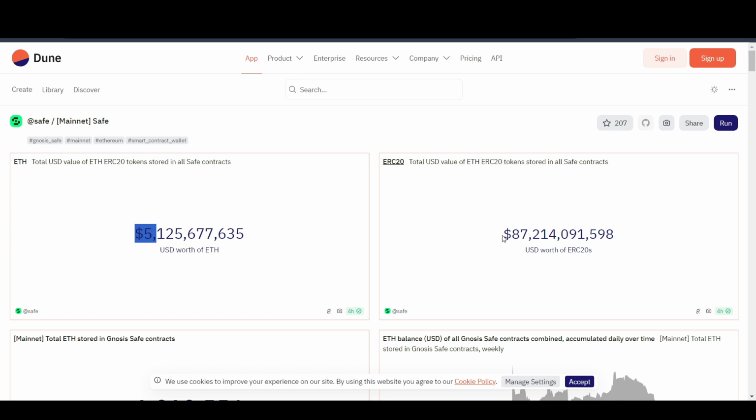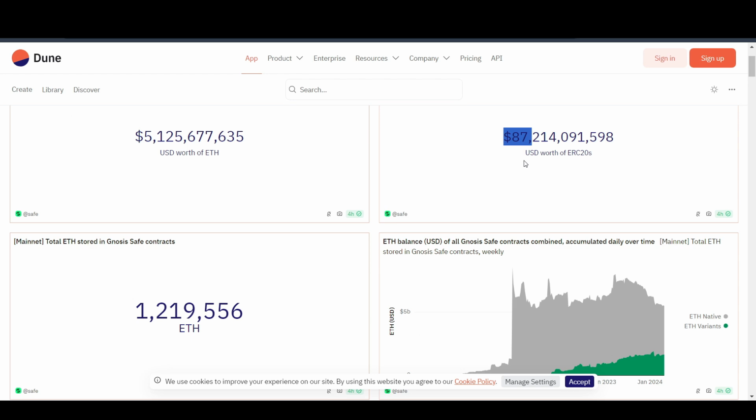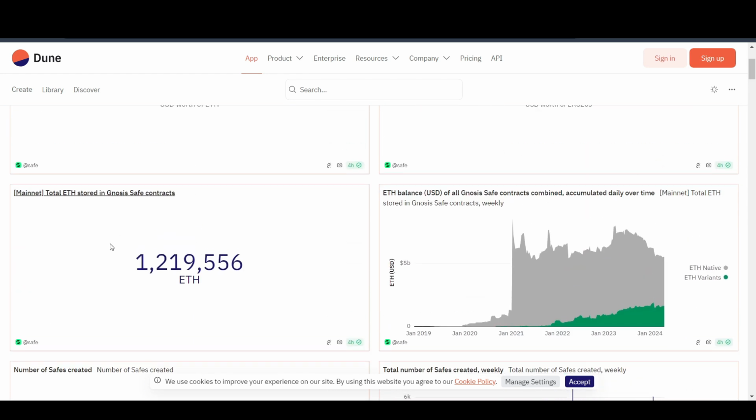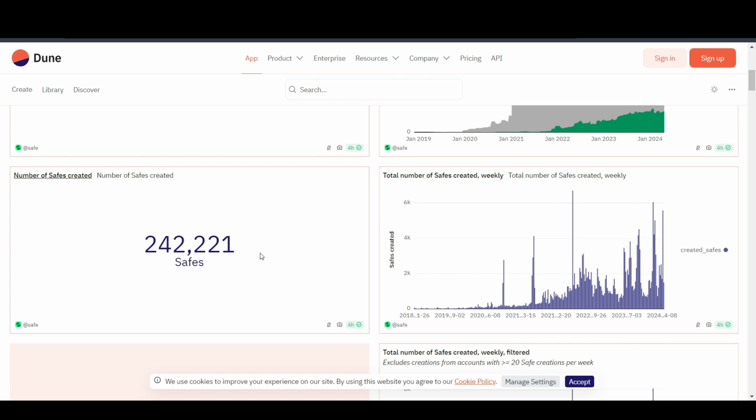We also have the total USD value of ETH and ERC20, which is pretty big as well, over 87 billion. If you look here, which is pretty high. And these are the total ETH, which are around 1.2 million, which is pretty big. And this is the balance, as you can see here. And the big growth is this one.